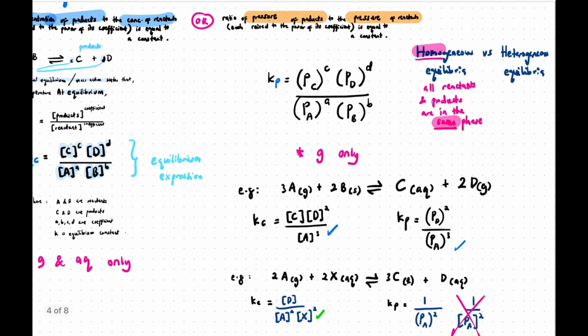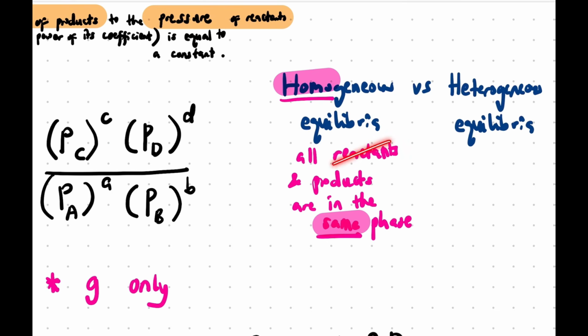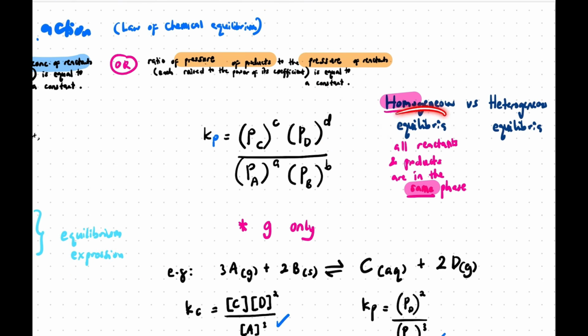Alright, so kalau semua products and reactants kita adalah dalam satu phase yang sama, that is called homogeneous equilibria. Meanwhile, kalau kita punya reactants dan products in different phase ataupun different states, so dia adalah heterogeneous equilibria. Equilibria simply means the plural of equilibrium.